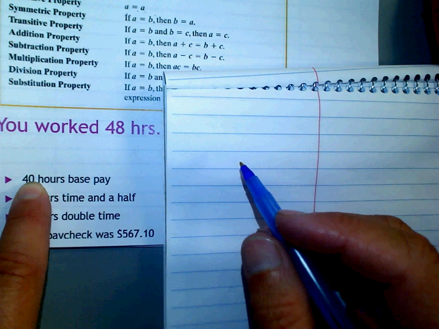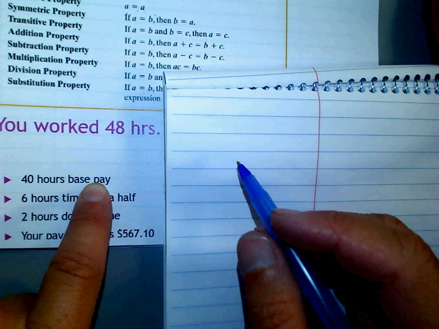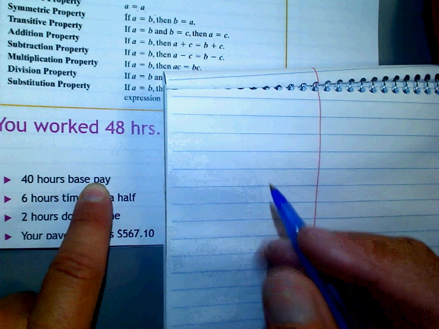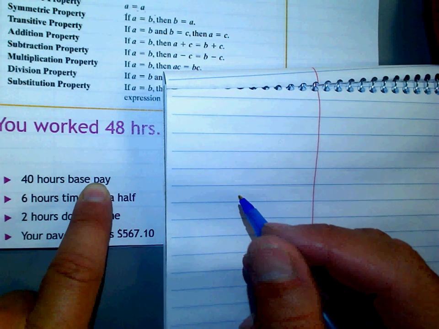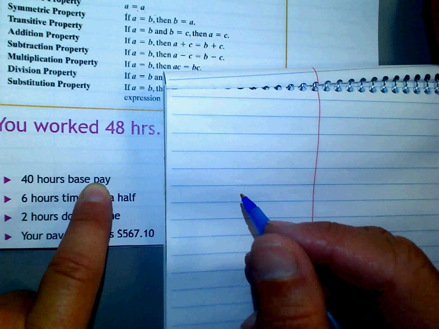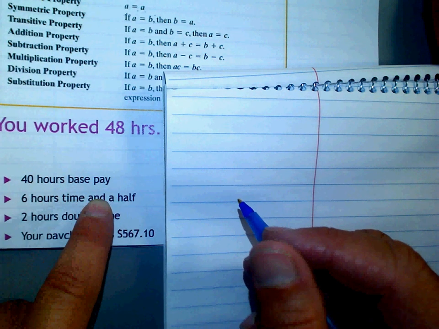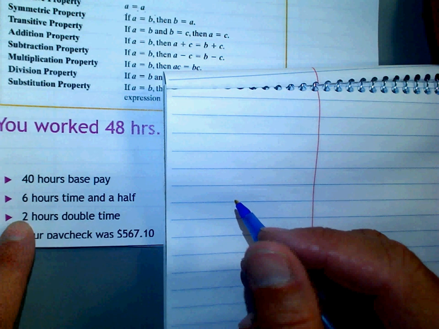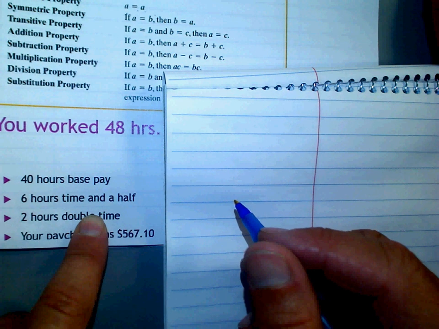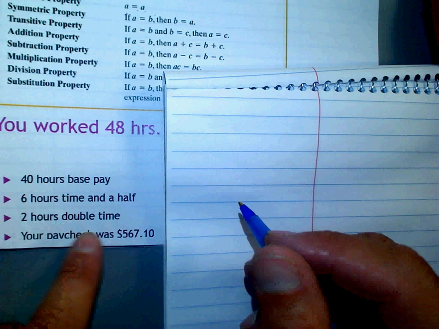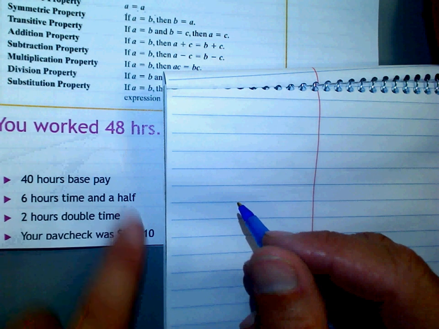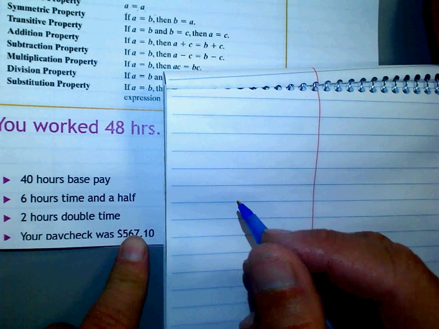40 hours, did you know that typically your first 40 hours you get your base pay? Like, let's say you make 12 bucks an hour, you're gonna get 12 bucks an hour for all those 40 hours. But hey, the next 6 hours, this person is getting time and a half. And then the last 2 hours, they get double time. That's nice. They get a paycheck. They worked their 48 hours a week, and they got $567.10 in a week.